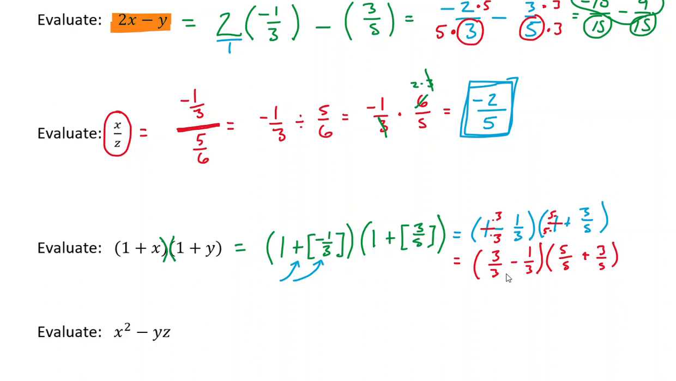And 3/3 minus 1/3 is 2/3. And 5/5 plus 3/5 is 8/5. And now we take off our addition hat and we put on our multiplication hat. 2/3 times 8/5, we multiply 2 times 8 is 16. 3 times 5 is 15. And 16/15 is our final answer.